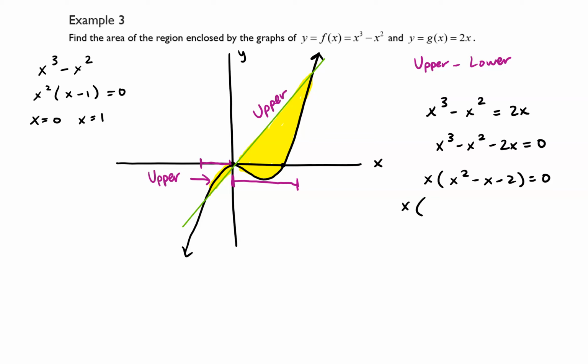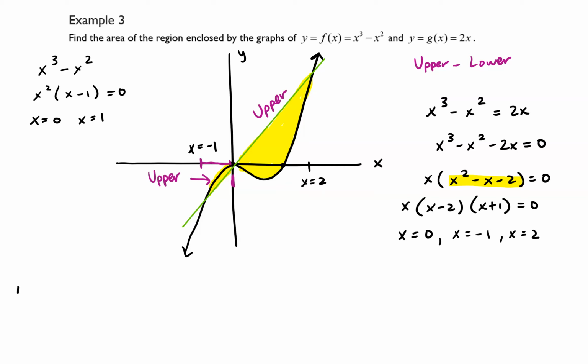So this thing here is a quadratic, and it's going to factor into x minus 2 times x plus 1. And if we solve that now, we'll get x equals 0, which I already said earlier was one of the points of intersection, but the other ones now are -1 and 2. So this x value here is -1. This x value here is x equals 2.